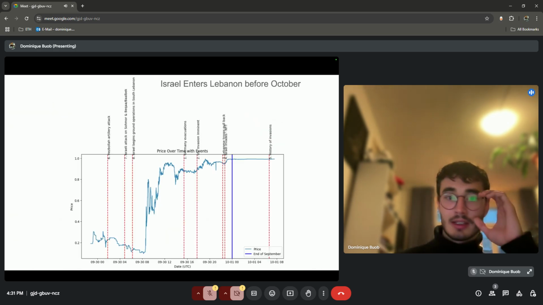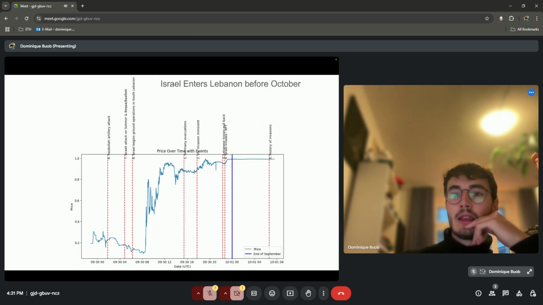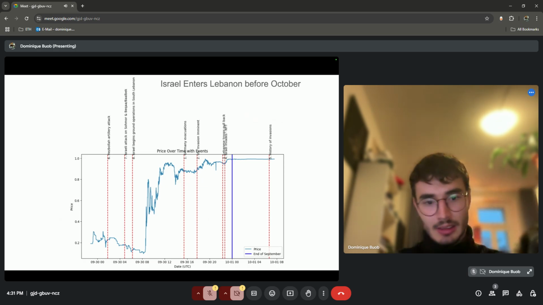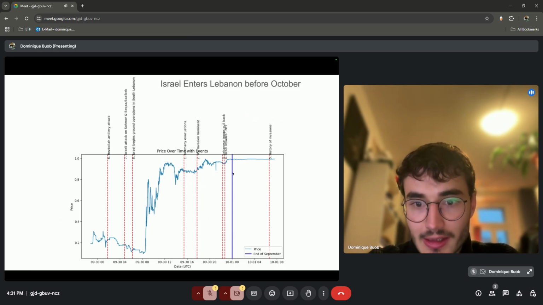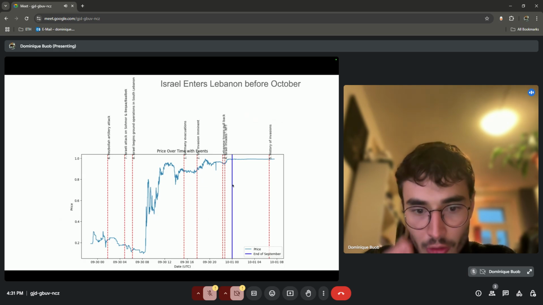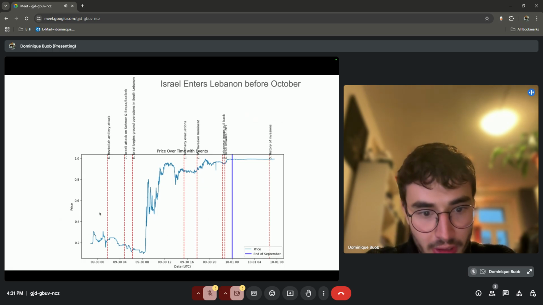Another interesting thing I did was for the "Israel enters Lebanon before October" market. So here you see this was right before the end. The blue line is the end of the market. So if Israel didn't enter Lebanon until then, it's over. And this is just before then.